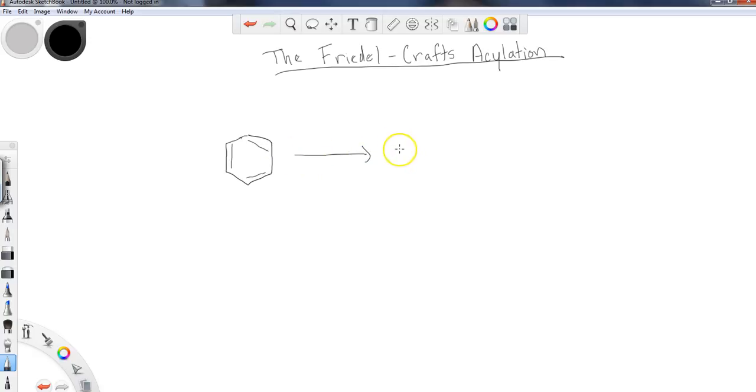So we start with an aromatic ring, and what we'll end up with is that aromatic ring having a carbonyl with some R group. So it's basically this functionality here. You could call it the acyl group, or this is a keto functionality that's coming off of the ring here.